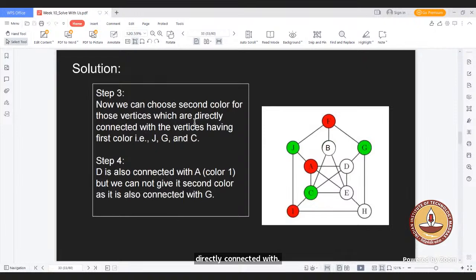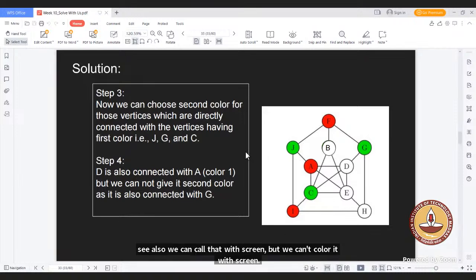Now we can choose the second color for those vertices which are directly connected with the vertices having the first color, red. So we can choose G, J, C, and H also. But since we have given the color green to G, we can't color H here because there is a direct edge between G and H. Now we can color J with the color green, and C also we can color with green. But B, D, E, we can't color with green again.